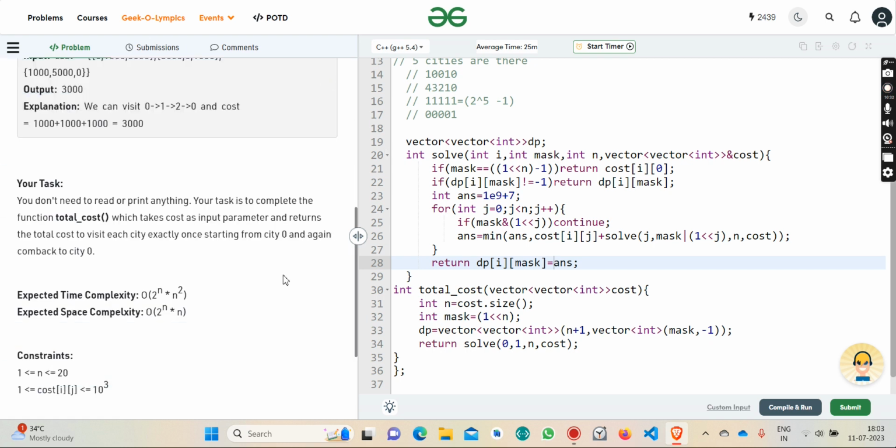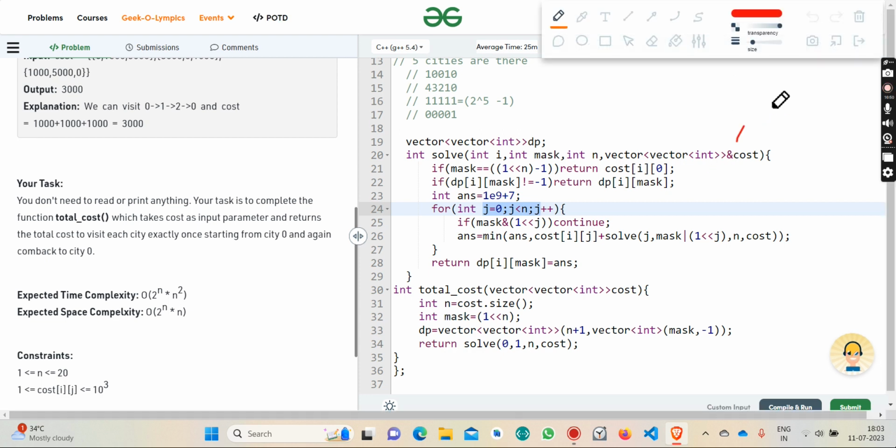So yes, the time complexity is n squared into 2 to the power n. I have already explained, because this loop will take big O of n, and this internal loop will take big O of n, and it will check all the 2 to the power n permutations. So it would be n squared into 2 to the power n.